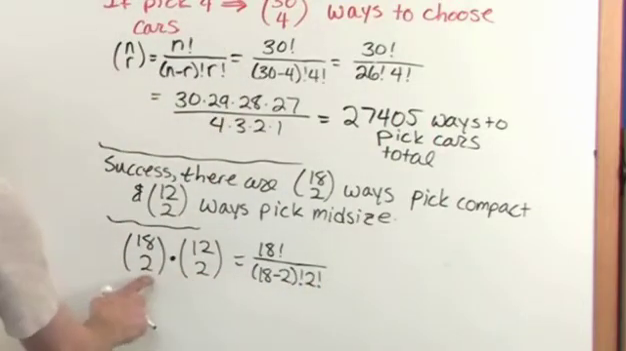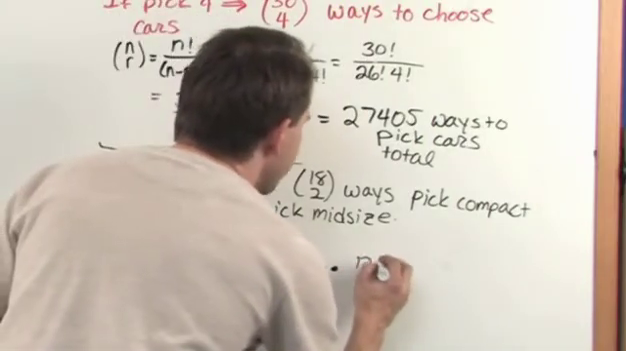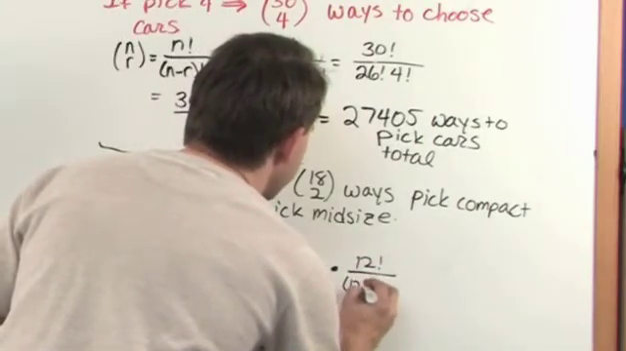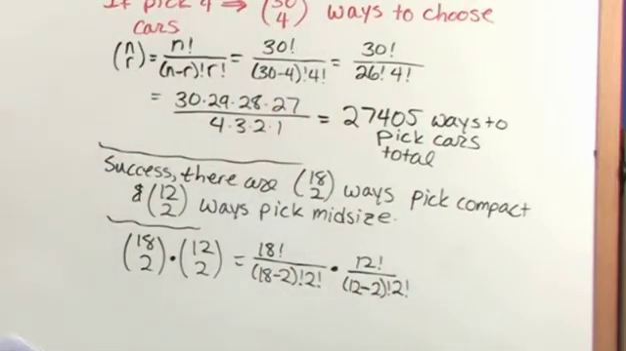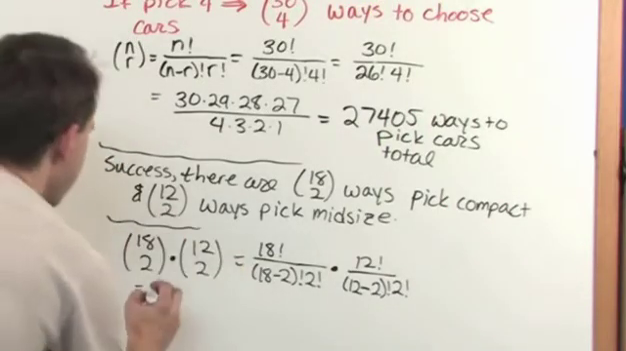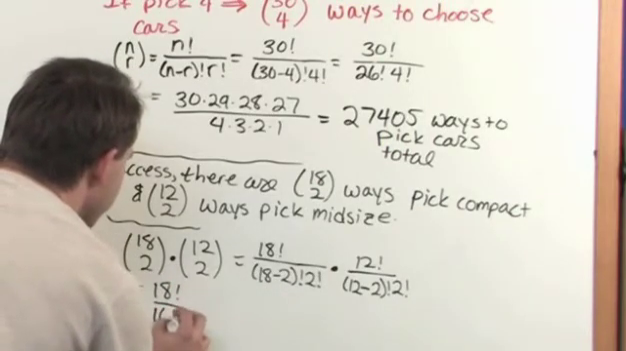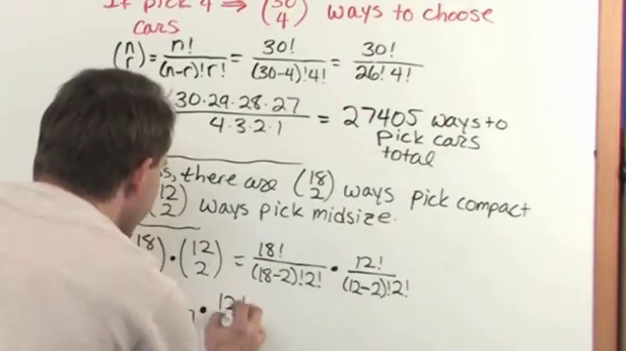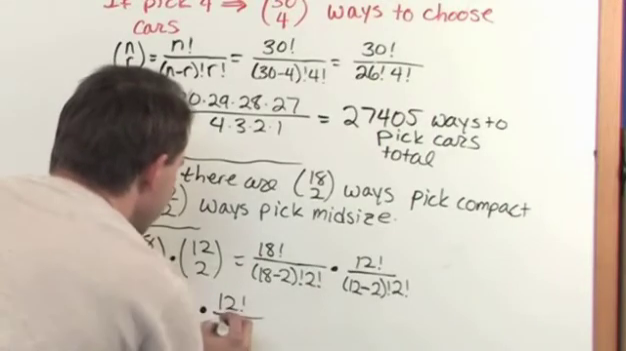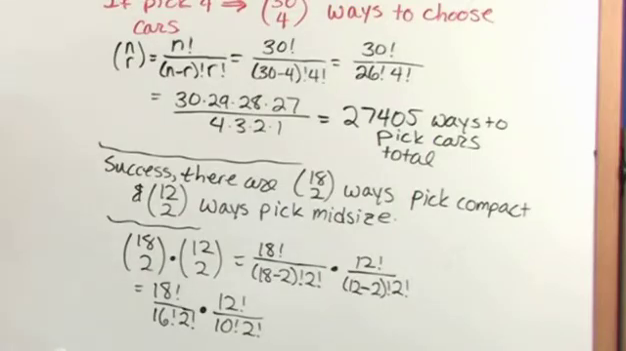Okay, that's going to be 18 combination with 2, and this is all going to be multiplied by 12 combination with 2, 12 factorial over 12 minus 2 factorial times 2 factorial, and all I need to do is calculate that. Now you could dump it in your calculator, that's perfectly fine to do, but over here I'm going to have 18 factorial over 16 factorial times 2 factorial, times, and over here I'm going to have 12 factorial over 10 factorial times 2 factorial. Okay, so I need to simplify all this.